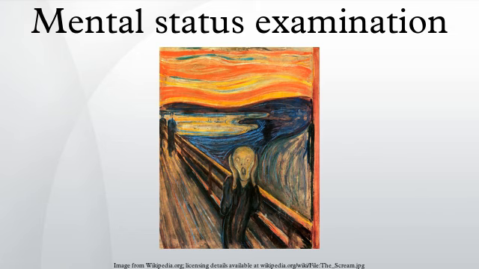An overvalued idea is a false belief that is held with conviction but not with delusional intensity. Hypochondriasis is an overvalued idea that one is suffering from an illness. Dysmorphophobia is an overvalued idea that a part of one's body is abnormal, and people with anorexia nervosa may have an overvalued idea of being overweight.